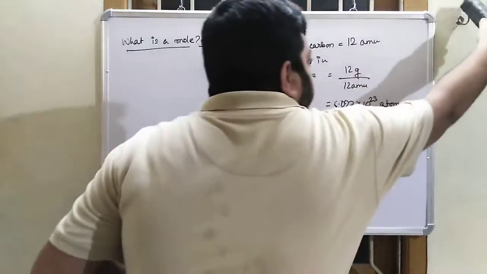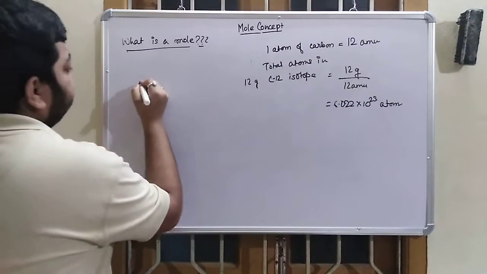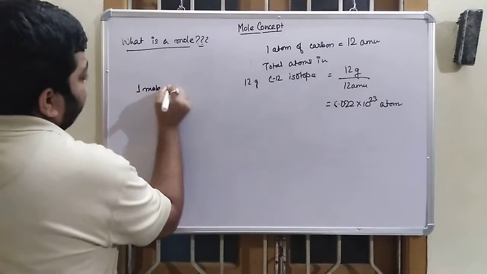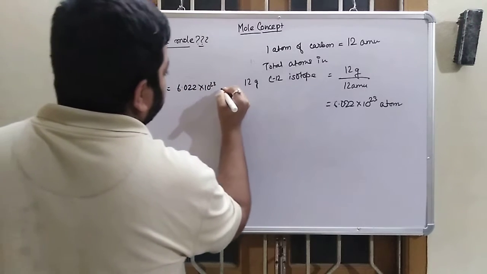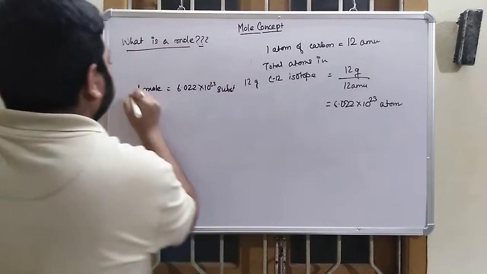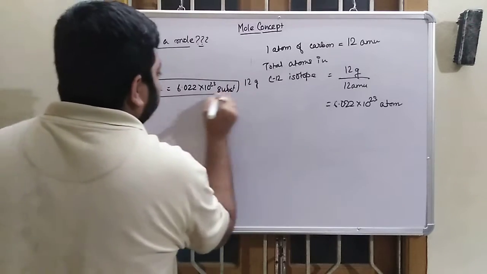So we have come to a conclusion that 1 mole is equal to 6.022 into 10 to the power 23 substances. This is our conclusion.